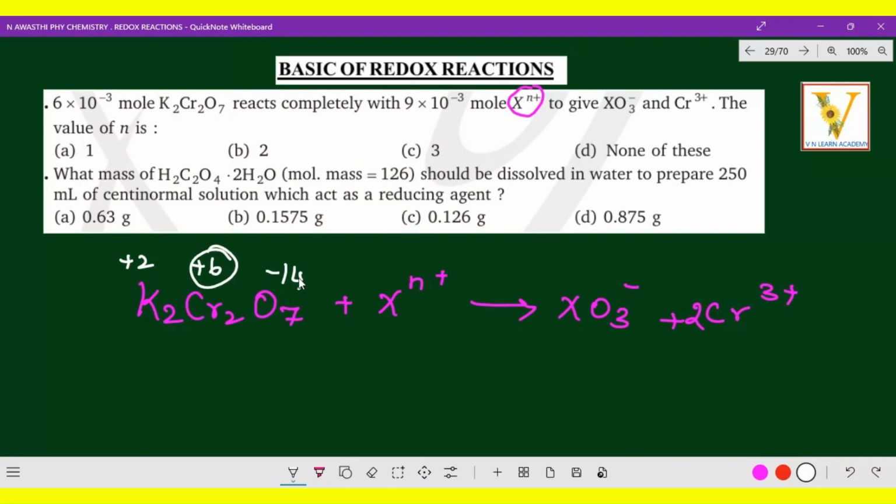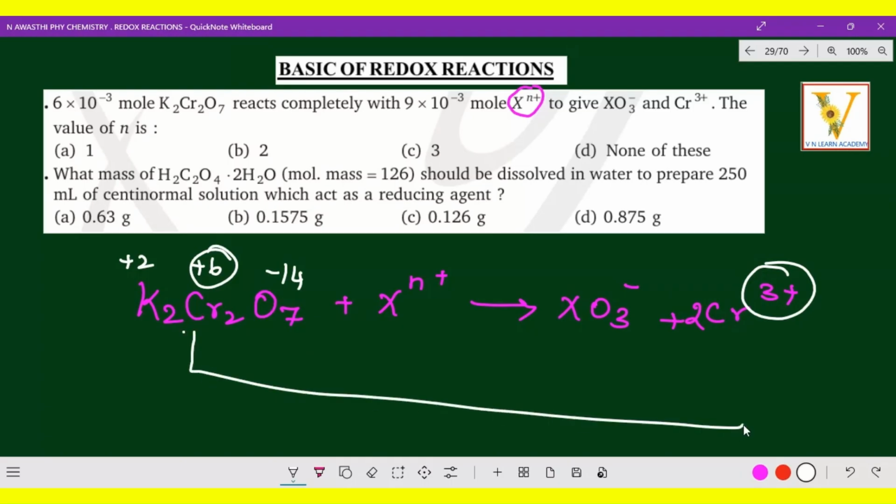How do we get plus 6 here? Minus 14 minus 2 here, 12, divided by 2, the number of atoms. So you will get plus 6 oxidation state. Here plus 6 is converted to plus 3 oxidation state.